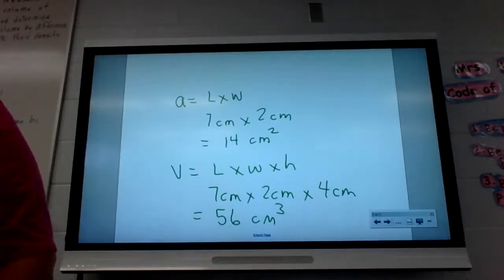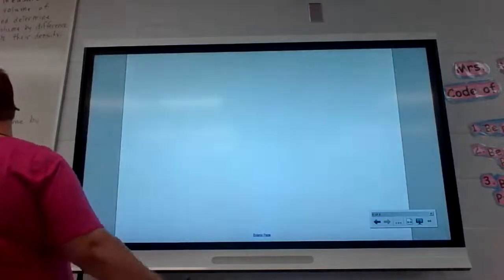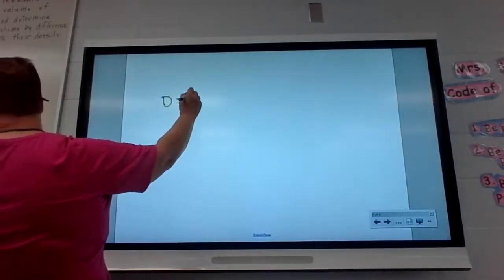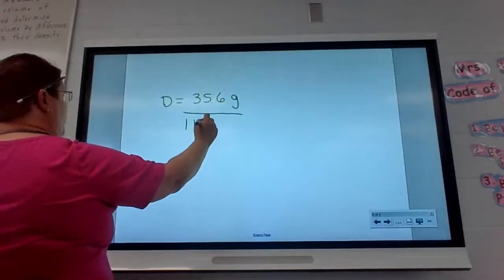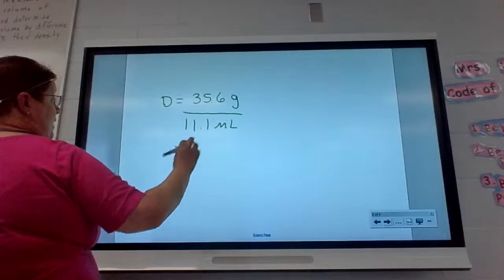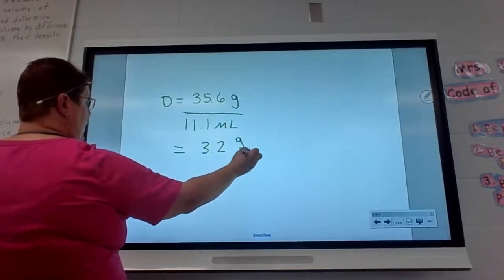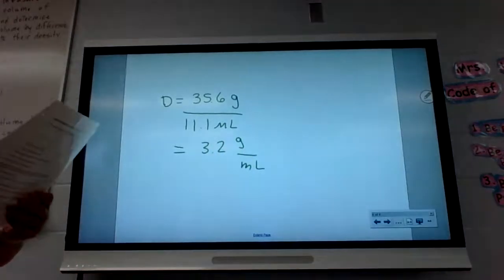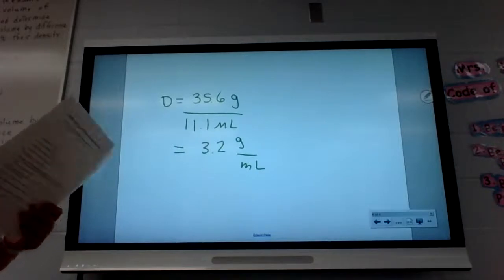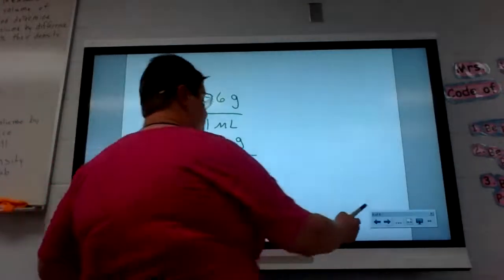Number 10, you're finding density again. When you do this one, you get 3.2. So when you do density, you have 35.6 grams divided by 11.1 milliliters. So again, are these units the same? No. So when you write 3.2, you have to keep both units. Now, number 11 would be 90.4 grams. Questions about that one? All right.